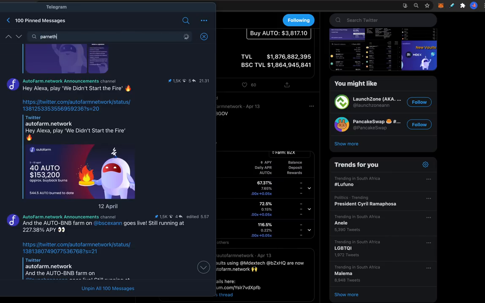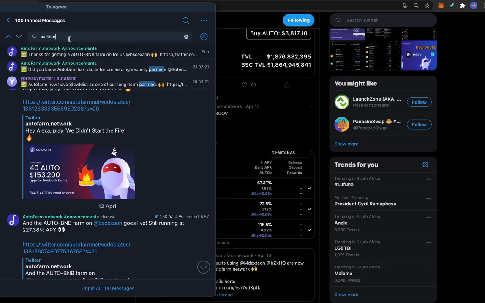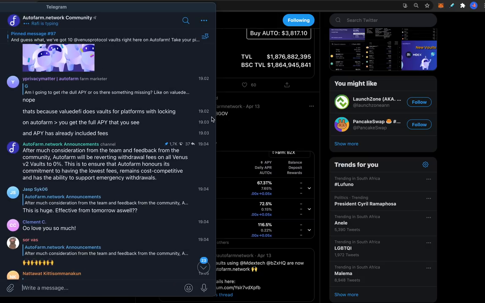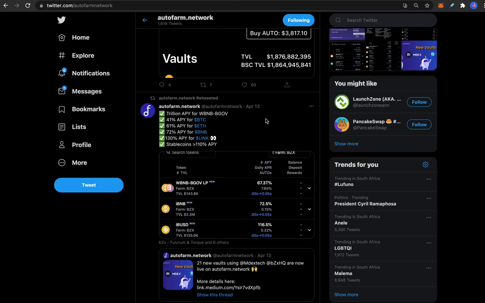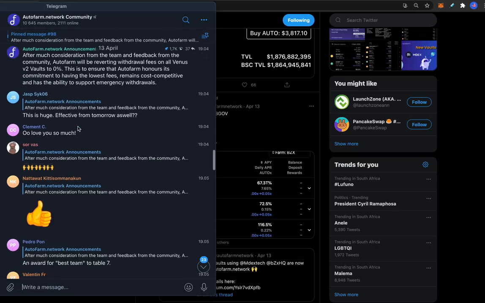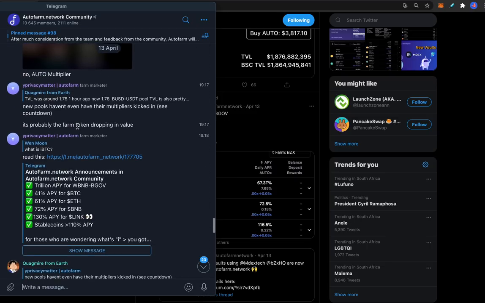Or if you want to take a look at partnerships, you can use words like partner to find different things, if you want to check whether there are some announcements that are maybe not on the website or somewhere else visible for you to see. So that's one thing to do. Next, you may want to contact the mods here. If you have any questions, you can always contact the mods on the groups and ask your questions if something is unclear to you after you did your fundamental analysis.